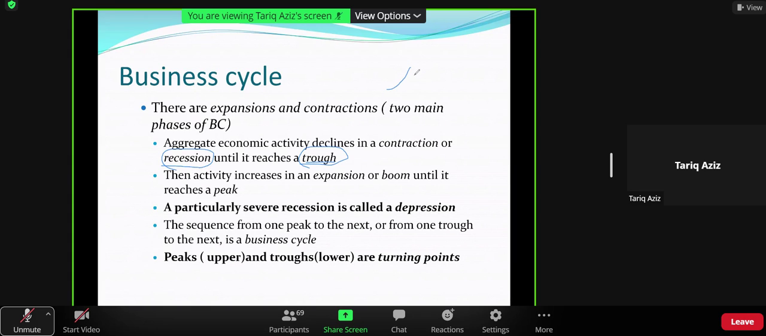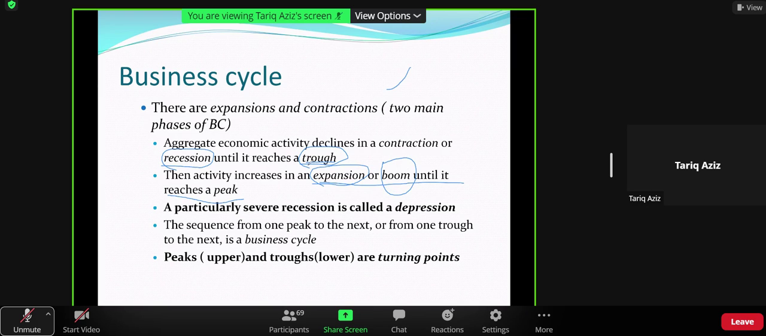That is also called expansion. Then activity increases in an expansion or boom until it reaches a peak. When economic activities start increasing, that phase is also called expansion, and that phase is also called boom. So boom and expansion both are used interchangeably. These words can be used: boom, recession, depression, recovery, boom.